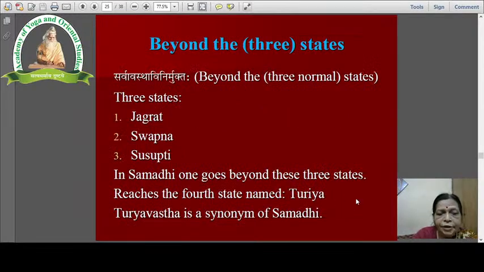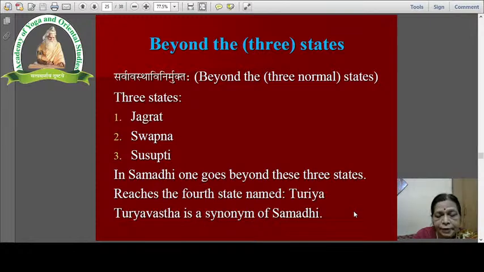Now, Samadhi is the state which is beyond all the other three states. "Sarvavastha vinirmuktaha." Beyond the three normal states. The three normal states are Jagrat, Swapna and Susupti. In Samadhi, one goes beyond these three states. It reaches the fourth state named Turiya. Turiyavastha is a synonym of Samadhi.